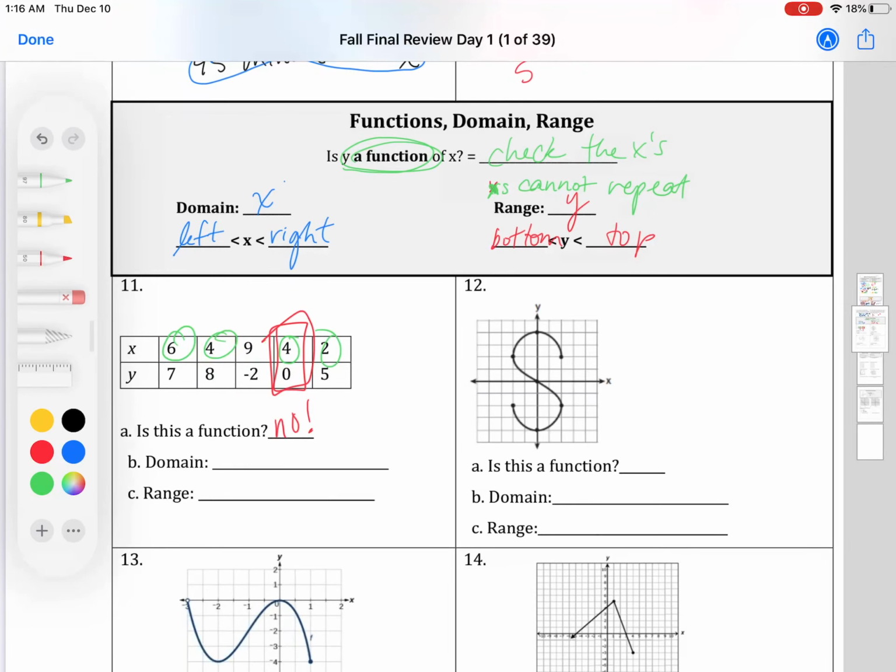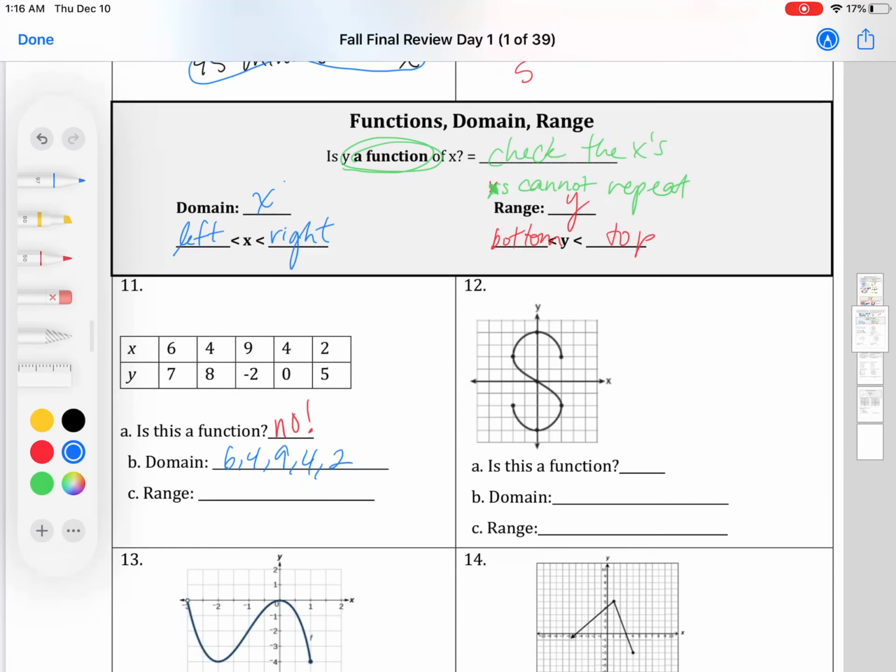So function means the x's cannot repeat. So now I move into domain. Domain is my x's, like we said. There's a 6, a 4, a 9, a 4, and a 2. Easy. You could put them in order from smallest to biggest if your teacher wants you to do that.